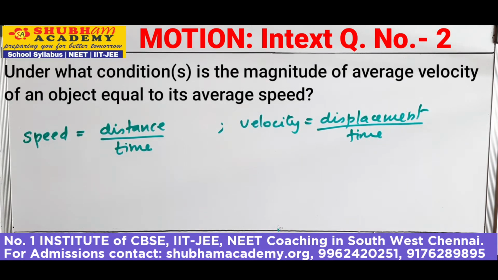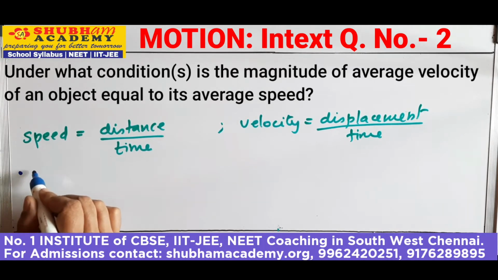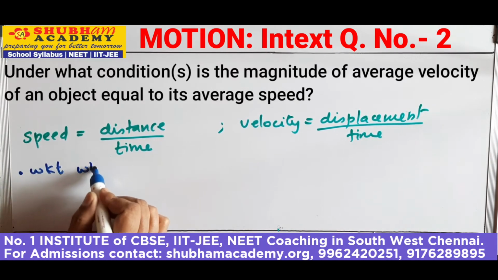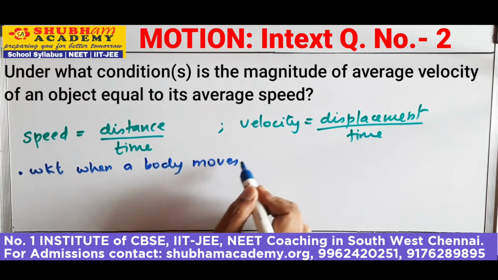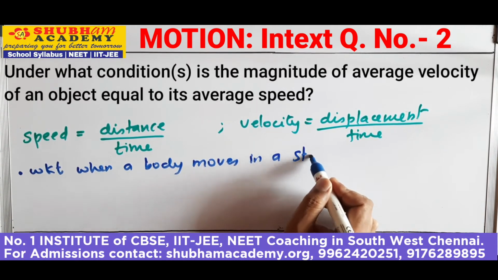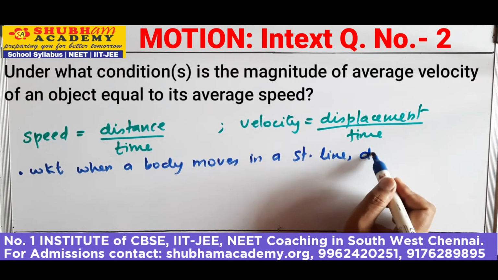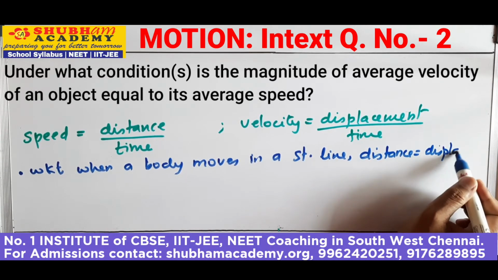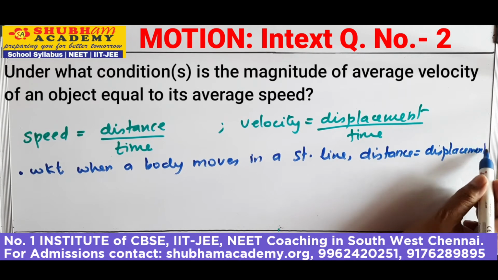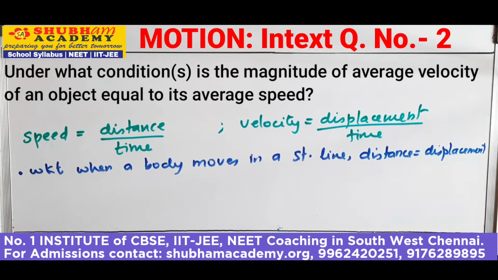right? We know that if a body travels in straight line, then the value of distance and displacement is same, right? So we know that when a body moves in a straight line, distance is equal to displacement, right? So if the body is moving in a straight line, then the average velocity of the object is equal to its average speed, right?